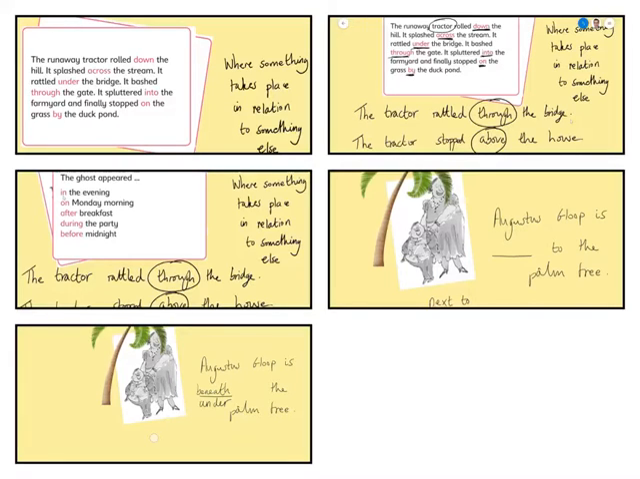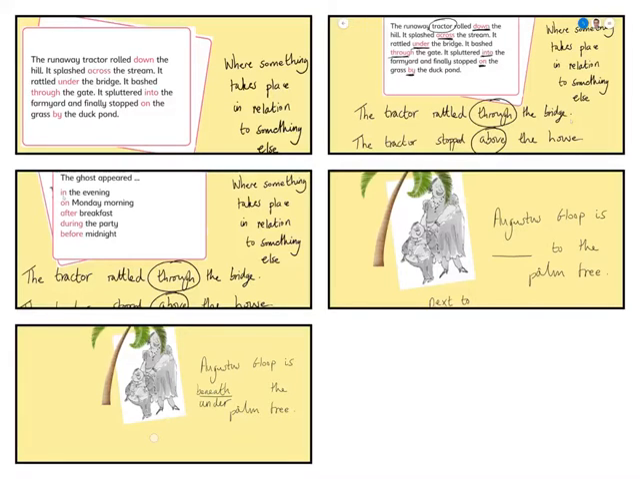It splashed across the stream. So that tractor splashed across the stream. It hasn't splashed over or under or beside the stream. It splashed across the stream. Okay? So it's telling us where this tractor has moved to in relation to something else. It rattled under the bridge. It bashed through the gate. It spluttered into the farmyard and finally stopped on the grass by the duck pond.